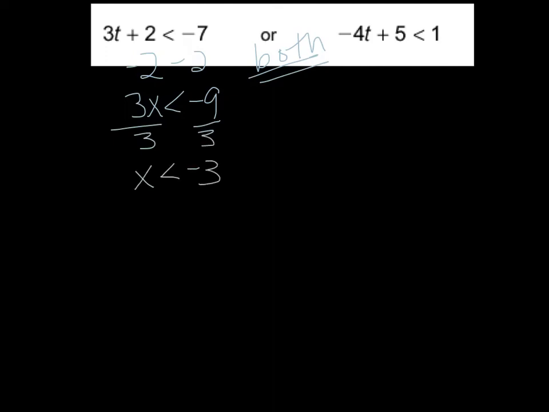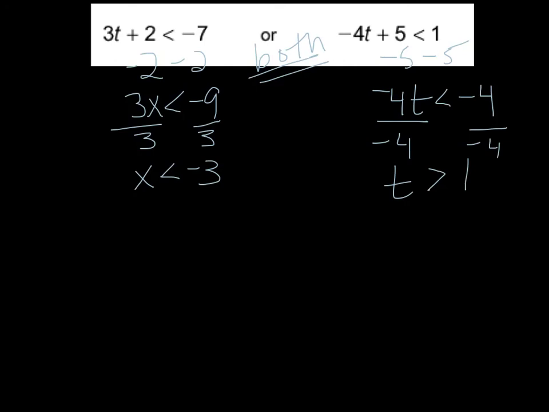Alright, last one. Here's OR. So OR means both. Okay, so I'm going to graph both of them in one graph. So you need to solve them separately. They're not together. So I'm going to go ahead and solve this one. Divide by 3. I didn't divide by a negative, so I'm not going to flip. Alright, now this one, subtract 5. So negative 4t is less than negative 4. Now here I'm dividing by a negative, so I need to flip my inequality.